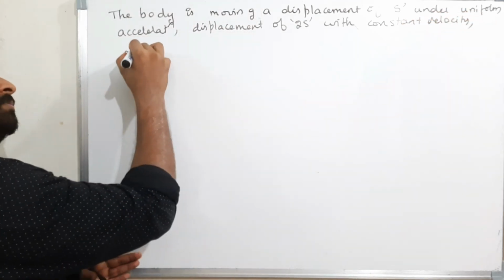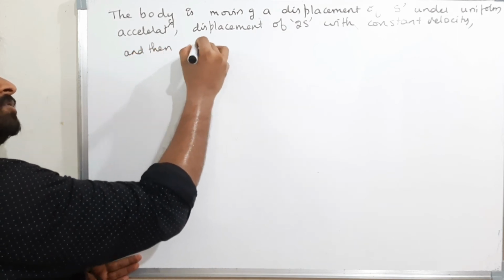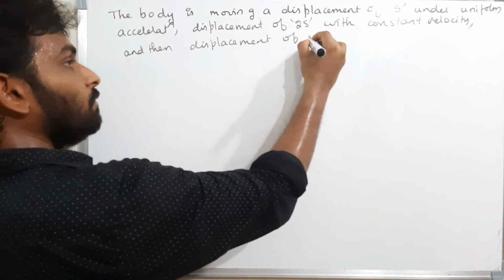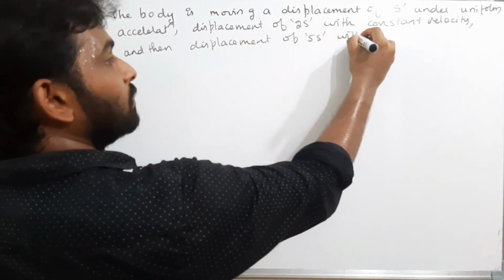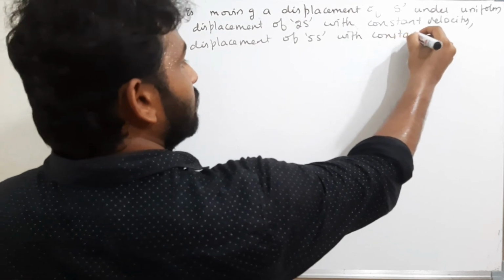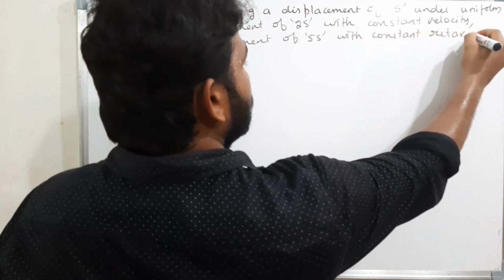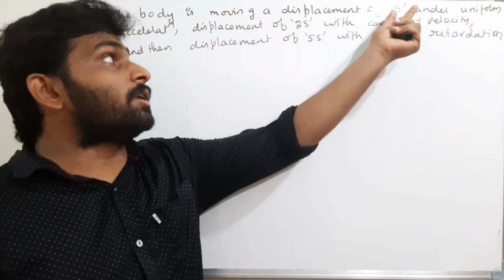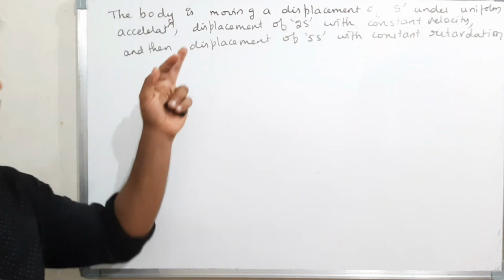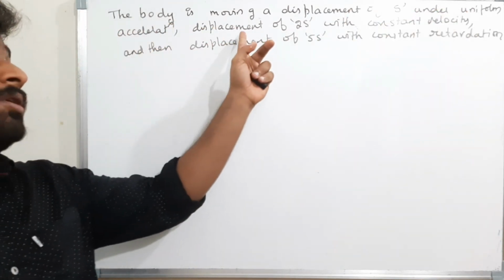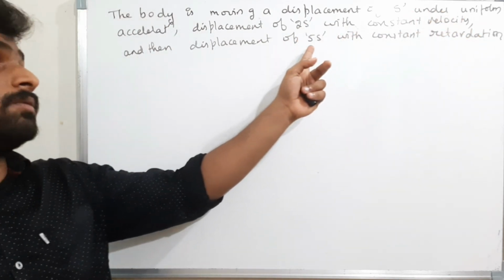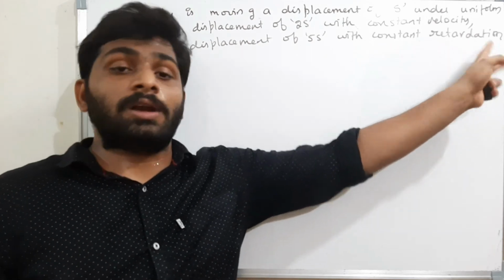And then a displacement of 5s with constant retardation. See the question. The body is moving for a displacement s under uniform acceleration, and after that the body's displacement is 2s with constant velocity. After that the body is moving a displacement 5s under uniform retardation.